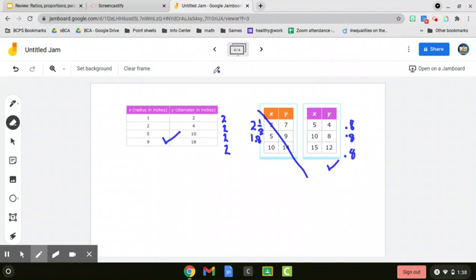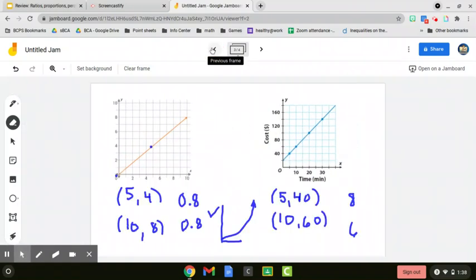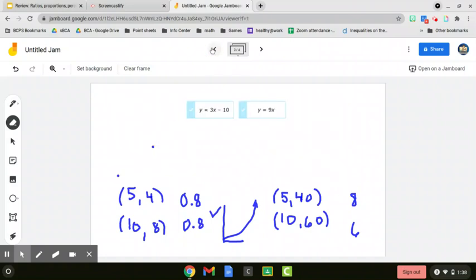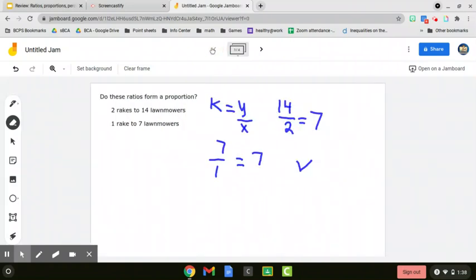So just remember, for any of these representations, if you can find the constant of proportionality for multiple points, you can determine whether or not it's a proportional relationship. It just has to have the same constant throughout.